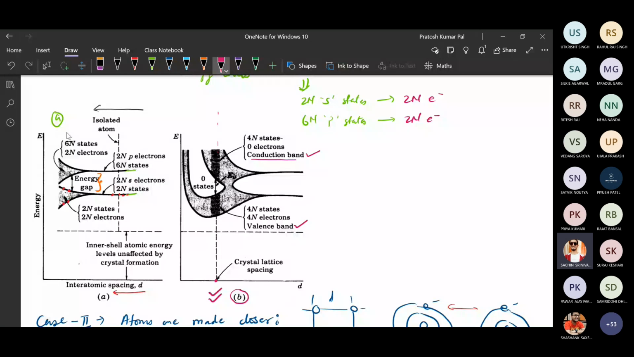Okay, so this is the structure, and if we reduce the distance further, a similar structure will be there: the energy states will form the same property, where the lower will be occupied and the upper will be empty. The upper will form the conduction band and the lower will form the valence band. So this is the overall energy band formation in the case of crystals.